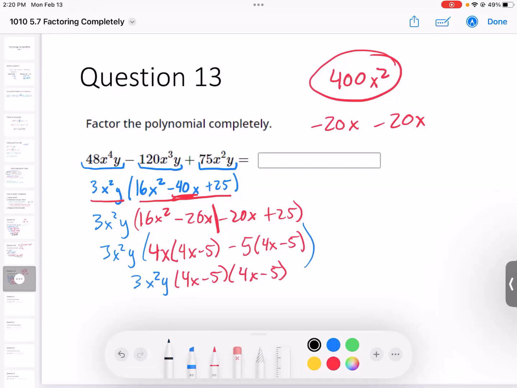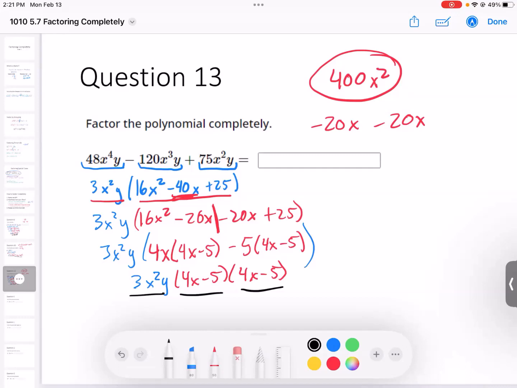So this is a more factored form, but I need to tell if I really am fully factored or not. So we already determined that this one can't be factored any further. What about 4x minus 5? Can that be factored? No, because there's no common factors, there's no exponents, and so those two are done. If you wanted to, you could write this as this squared because you have two factors that are the same, or you could just leave it like that.